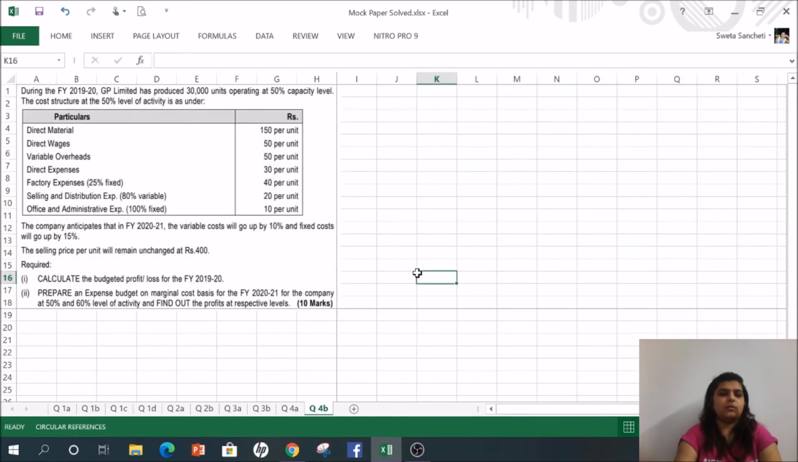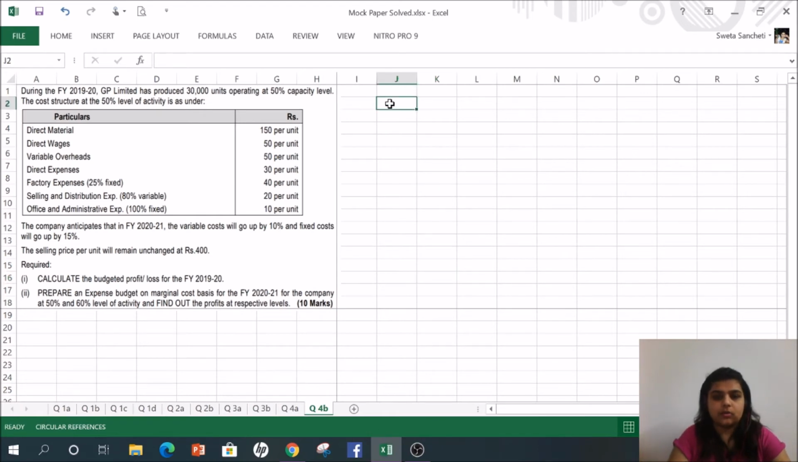Now let us see what is written here. During the financial year 2019-20, GP Limited has produced 30,000 units operating at 50% capacity level. The cost structure at 50% capacity level is as under. So that means 30,000 units are equivalent to 50%.